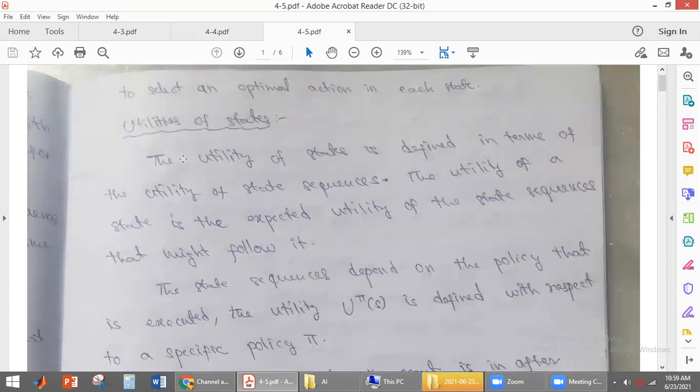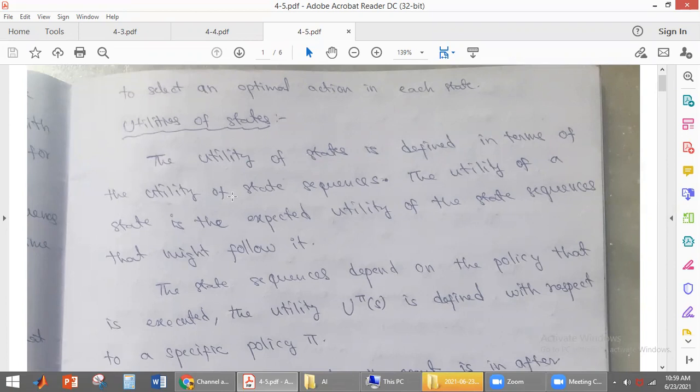Now we'll discuss what is the utility of states. The utility of states is defined in terms of utility of state sequences. Utility of state sequences means that it starts from the state S0, the initial state, then the next state S1, the next state S2, and so on. You have to consider the utility of all the state sequences the agent takes to reach the terminal state. So the utility of states is nothing but the utility of state sequences.